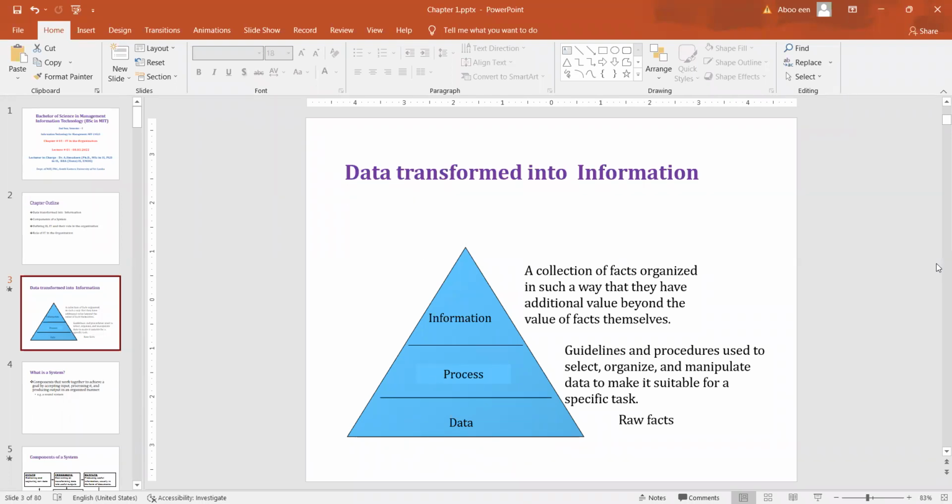So data is the raw fact, and with a set of guidelines and procedures, the data is selected, organized, and manipulated to make it suitable information. After that, the information is generated. Basically, information is a collection of facts organized in such a way that they have additional value from its origin. From its origin means it is data. The raw data is organized to get some sort of meaningful information. This is called information.